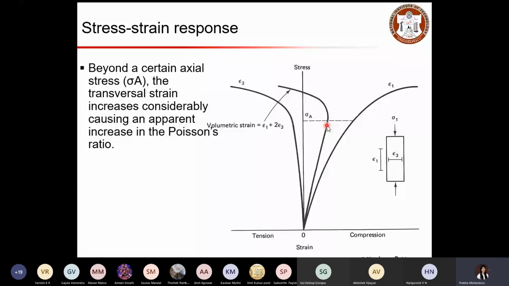In that case, the volume of the material will be deteriorated. So there you can start looking at this reduction in the volumetric strain. That basically represents the failure of your material. Beyond this line, sigma A basically represents axial stress, after which the transverse strain, that means the lateral strain, increases considerably due to the Poisson's effect and your material will fail.